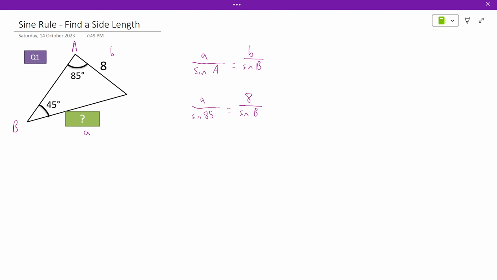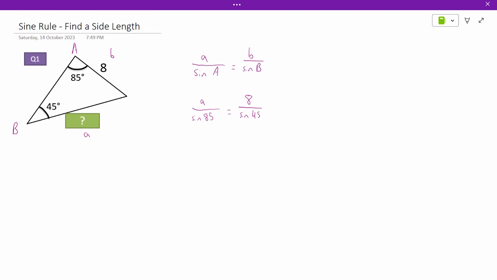Okay, oh, I've written sine B again. That should be sine 45, sorry. So sine 45. Okay, now we're trying to work out what a is by itself.